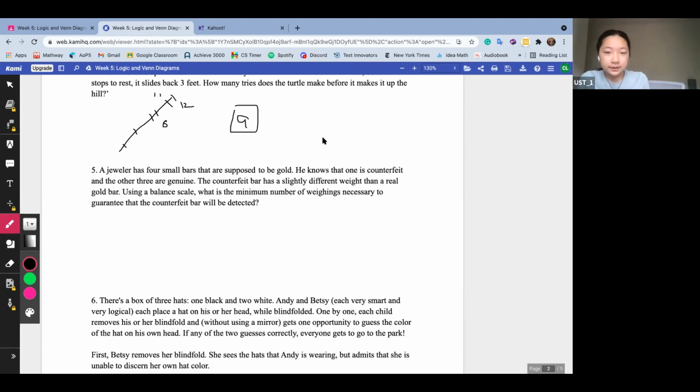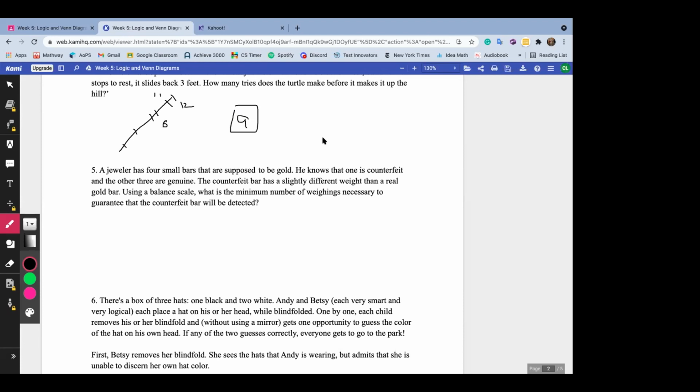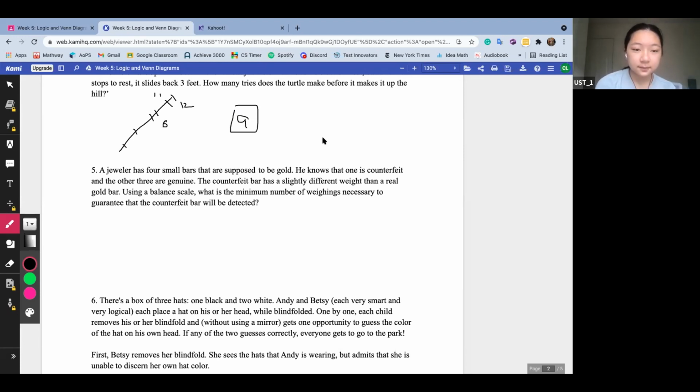Okay, so I'm just going to reword it. So the jeweler has 4 bars that are supposed to be gold, and they all look the same. There's 3 of them that are real gold, but there's one of them that is fake gold, and the fake one weighs slightly different than the real one. So using the weight scale, how many times do you have to weigh it to guarantee that you can find the fake one?